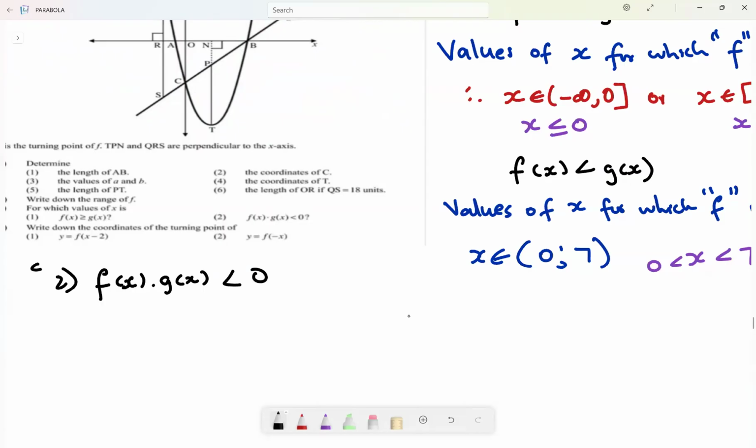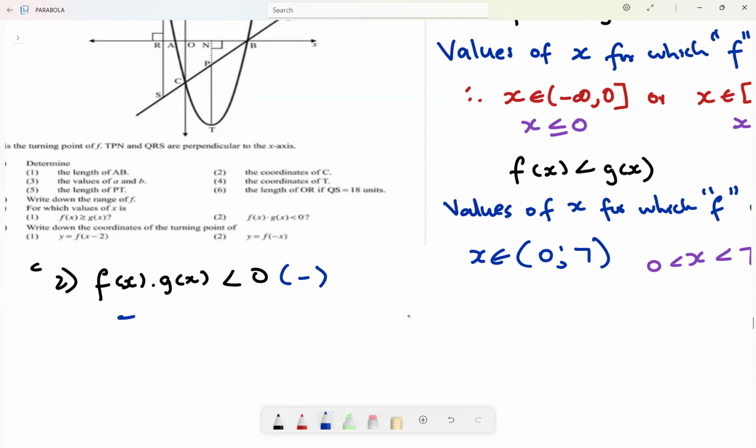I want you to ask yourself this. How can we multiply two signs? Which two signs can we multiply such that it gives us less than 0? Remember, less than 0 means what? Less than 0 means negative. So which sign can I multiply of f and g such that it gives me a negative sign?